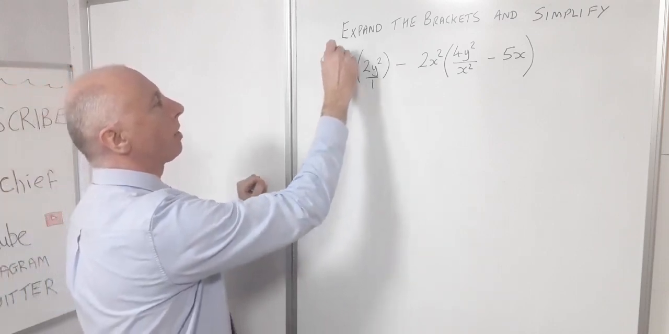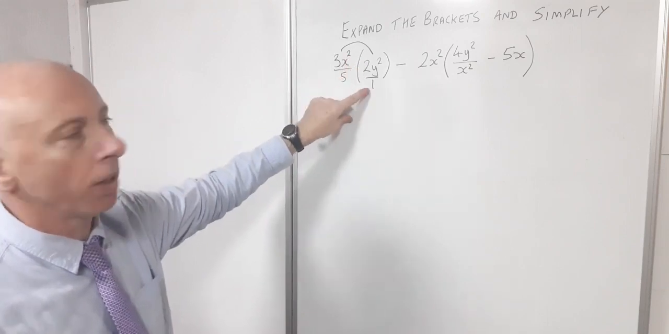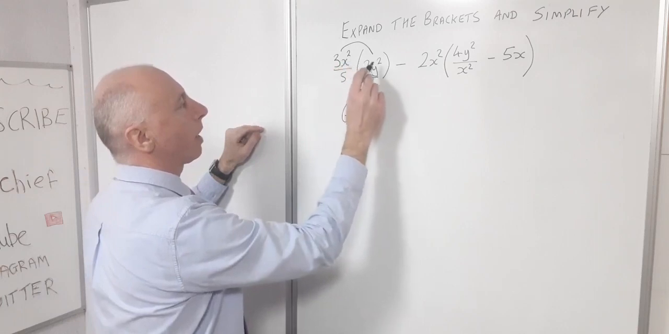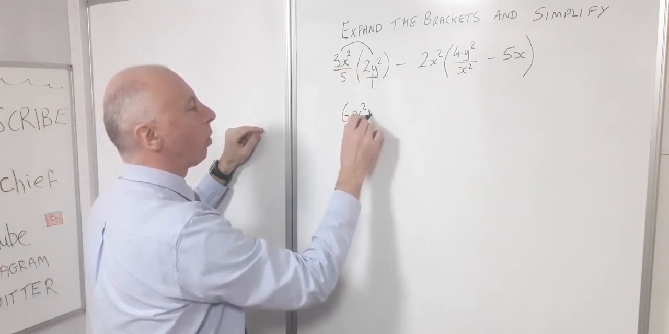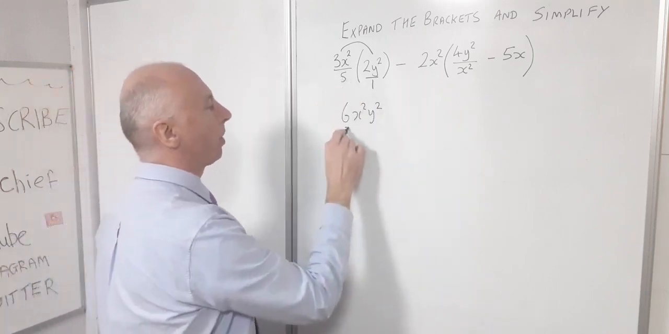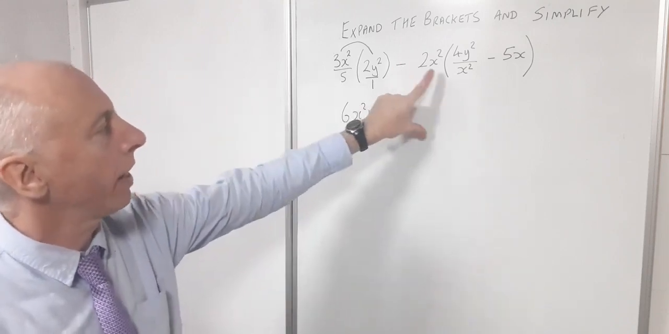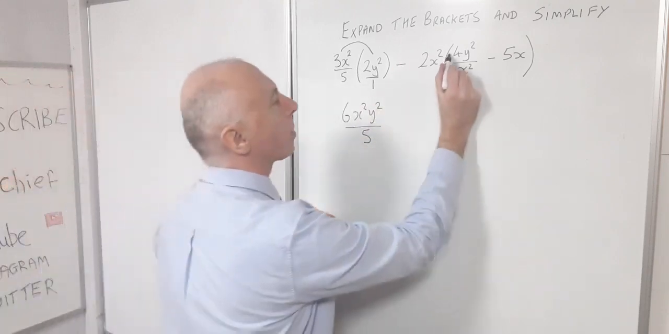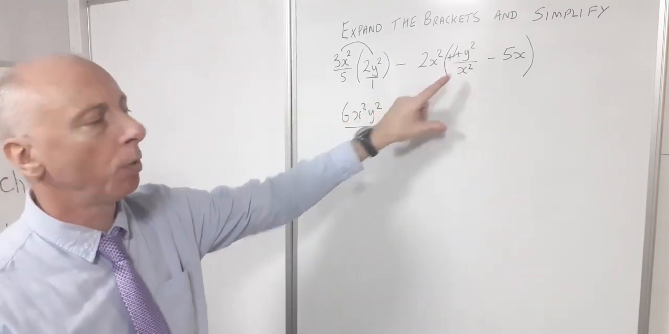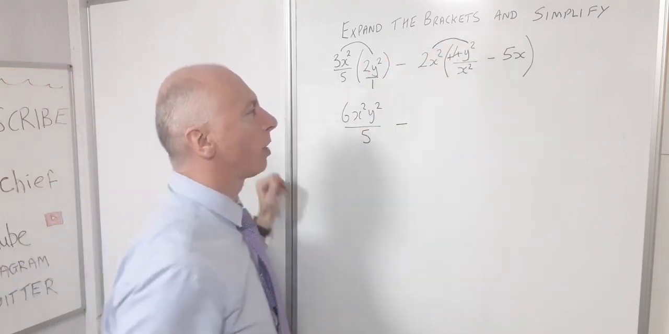So distributing this with this term here, we need to multiply out our numerators and our denominators. So 3 2s are 6. X squared times y squared is just x squared y squared. Nothing else we can do other than write that. And then 5 times 1, that gives us 5. Okay, now minus sign here, this is effectively a plus 4y squared over x squared. So minus multiplied by a plus will be a minus. So minus, and then multiply that with this term here.